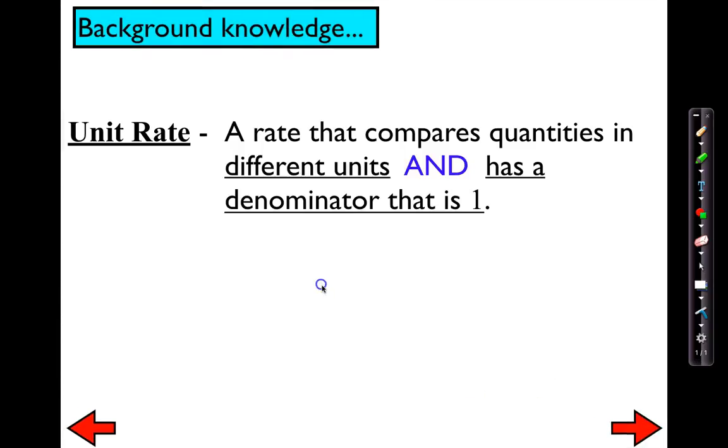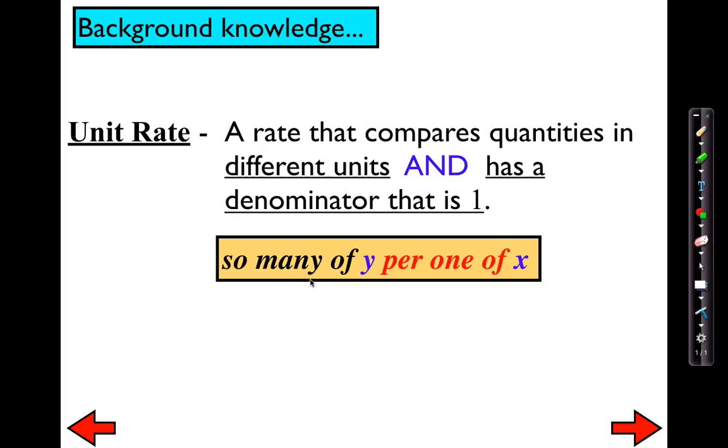So for background knowledge, just to remind ourselves, a unit rate is basically a rate that compares quantities with different units, and most specifically, it has a denominator that is a 1. So many of y per 1 of x.